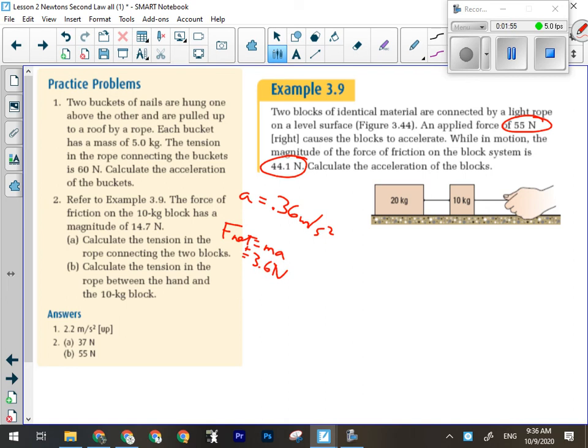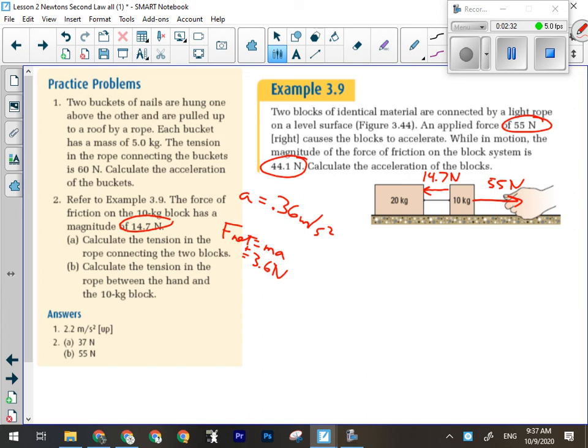Now I'm going to go over here and draw my free body diagram for just the 10 kilogram box. There's 55 newtons worth of force acting forwards on the 10 kilogram box. That's the force of the hand pulling that rope. Backwards, there's a force of friction, and this question told us that the friction on the 10 kilogram box is 14.7 newtons. Since friction always resists, that's backwards, 14.7 newtons.